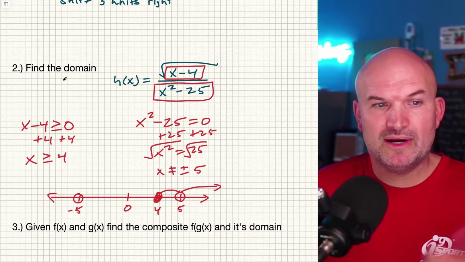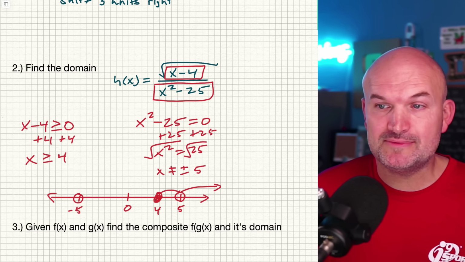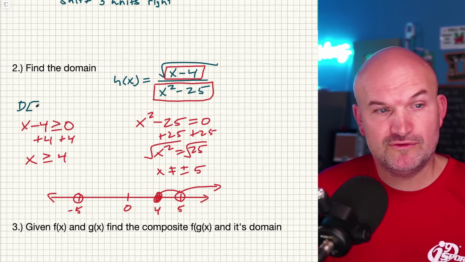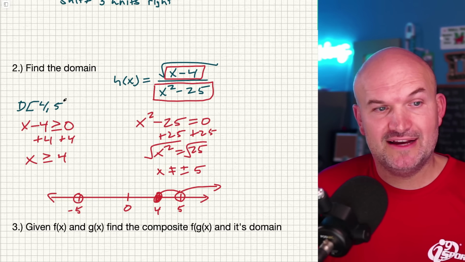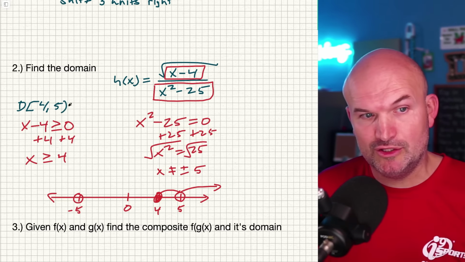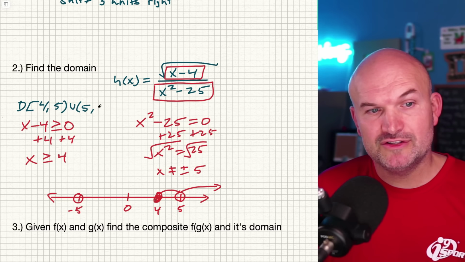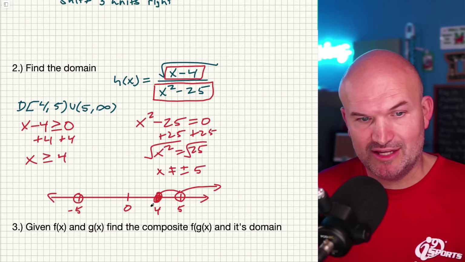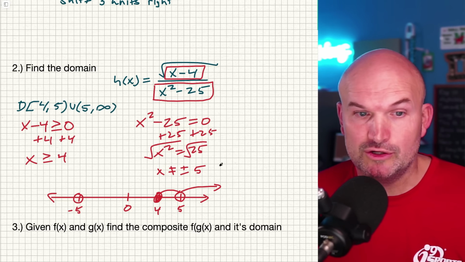Okay. So if I want to write my domain in this case for this problem, I'm going to say the domain is going to be including 4. So we're going to go from 4 to 5. But then I'm going to skip over 5. That's why I use the parentheses, because it's not included. Union 5 to infinity, because this continues to go in there. So none of these values over here are going to be included in your domain.